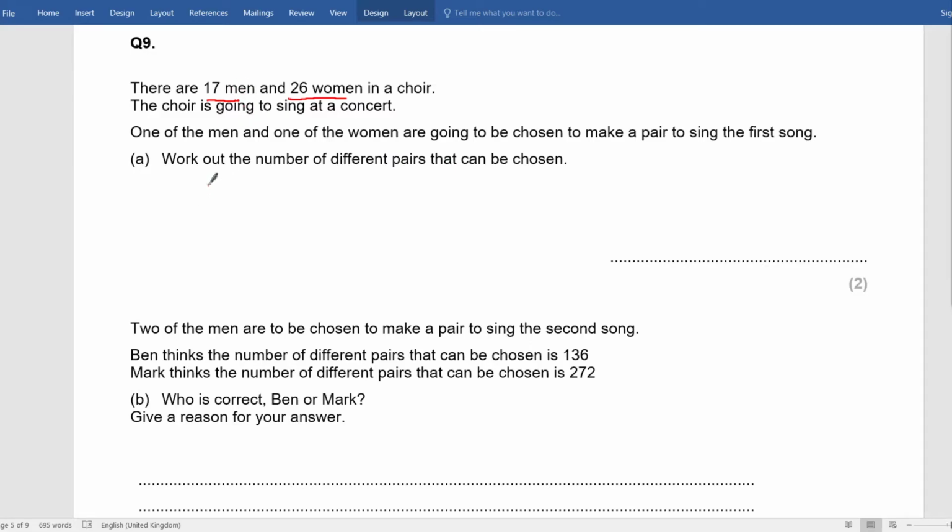So straightforward here. You've got how many pairs can be chosen. In a pair we've got 17 ways of choosing a man, and there are 26 ways of choosing a woman. So to work out the total number of different pairs that can be chosen, I'm going to do 17 multiplied by 26, and we can make 442 pairs. Okay, 442 pairs.